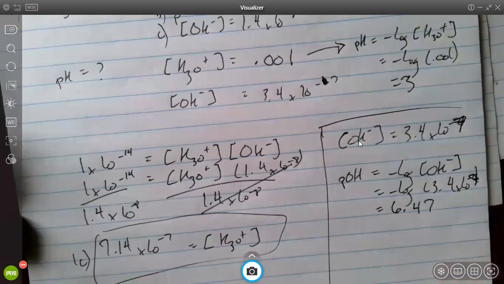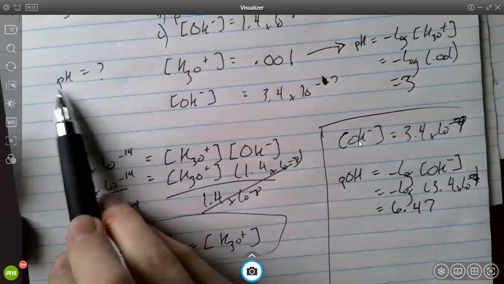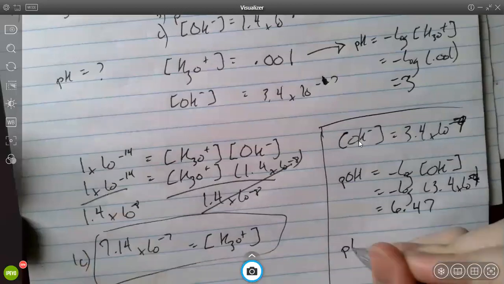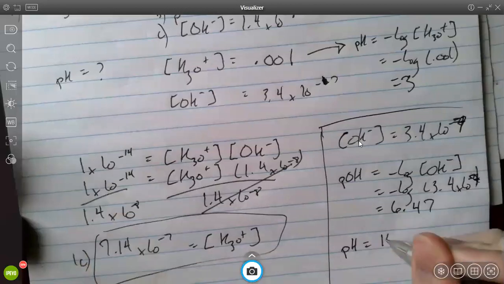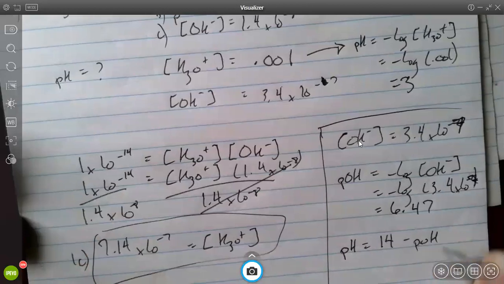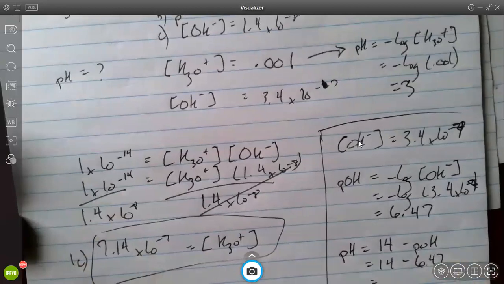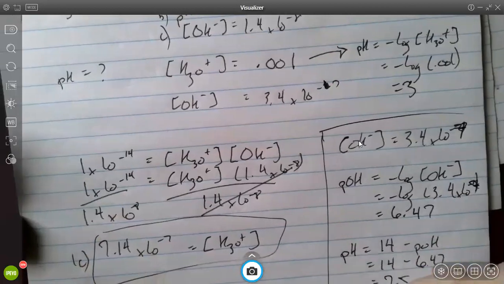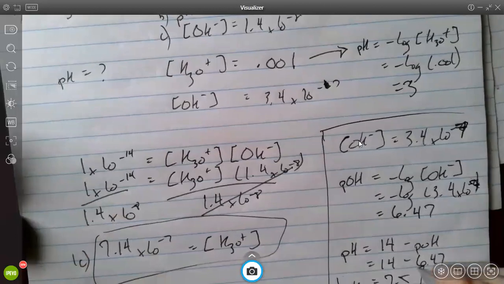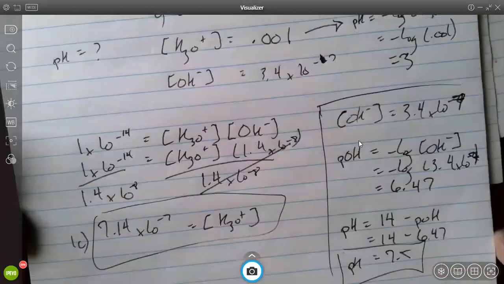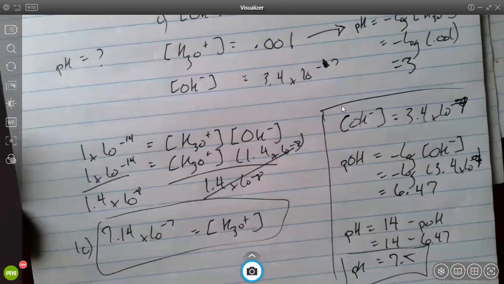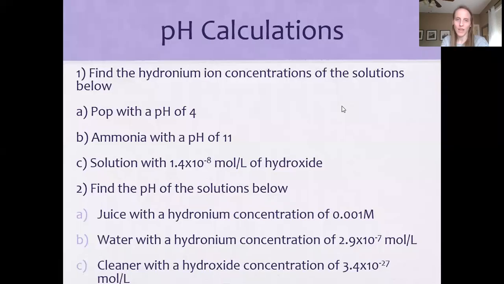6.47-ish as your pOH. And then it did ask for the actual pH, but the easiest way to do that is just do 14 minus our pOH. So 14 minus 6.47, and you'll get 7.5 as your pH. Okay, so that's it for the pH calculations.